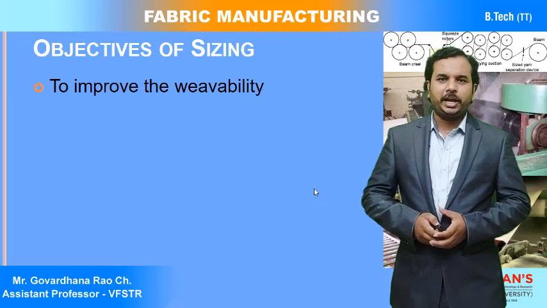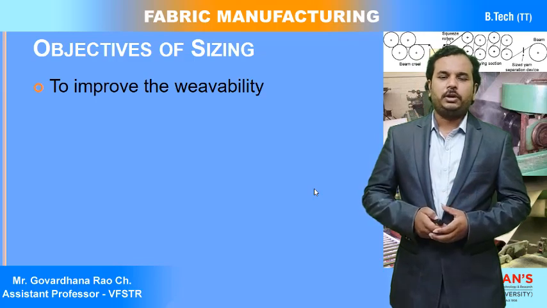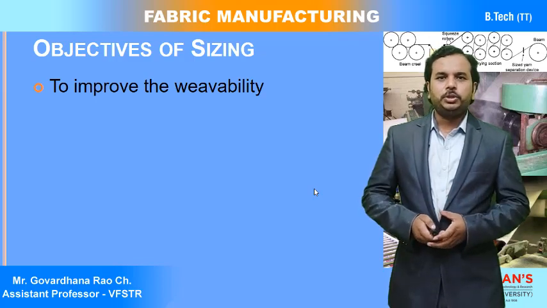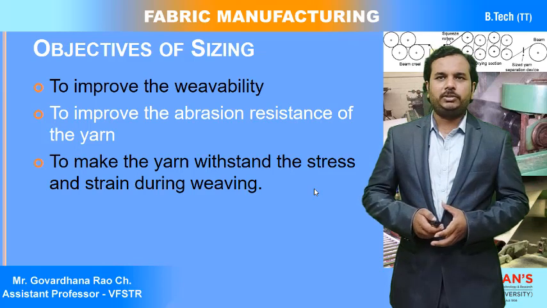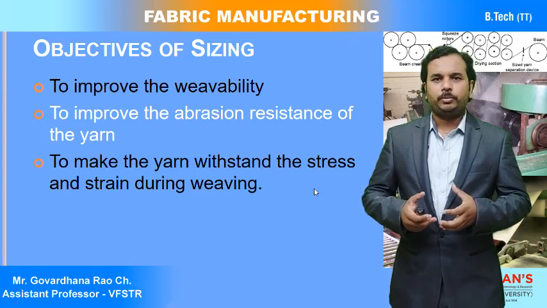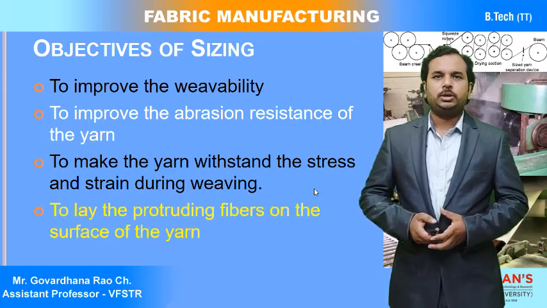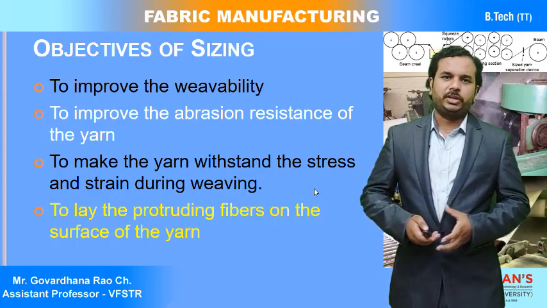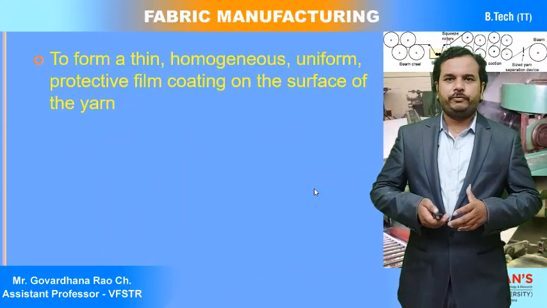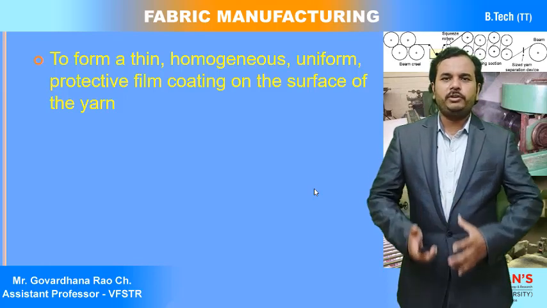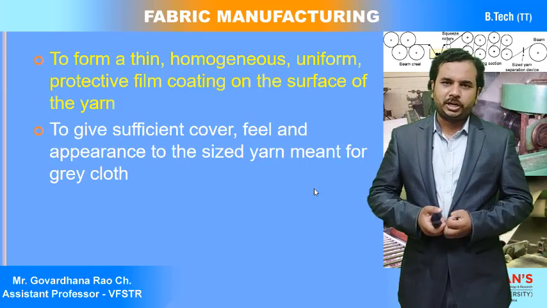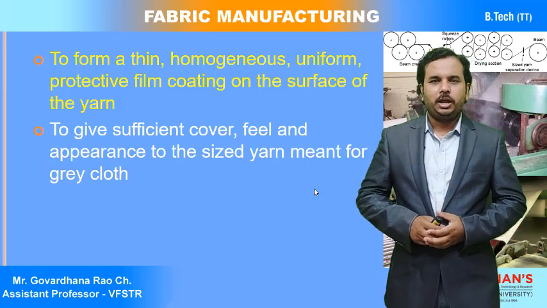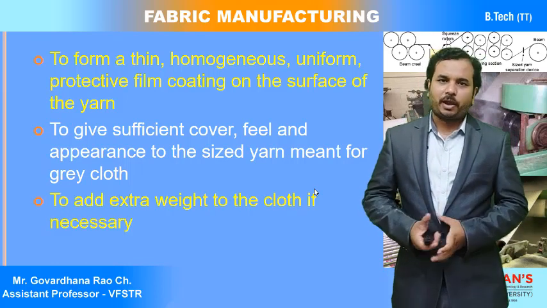Before going to the size ingredients part, we will recall the objectives of sizing. The first objective of warp sizing is to improve the weavability of the yarn, to improve the abrasion resistance of the yarn, and to make the yarn withstand the stress and strains in the weaving process. The next objective is to lay the protruding fibers on the surface of the yarn. The next is to form a thin, homogeneous and uniform film coating on the top of the yarn surface. Then to give sufficient cover, feel and appearance to the sized yarn meant for the grey cloth, and to add extra weight also.